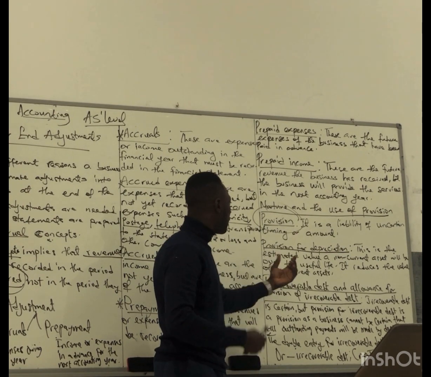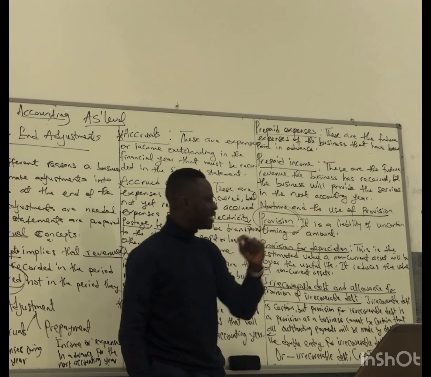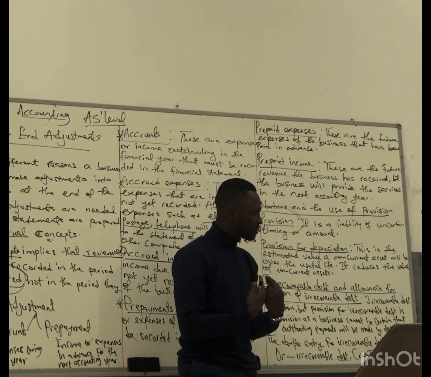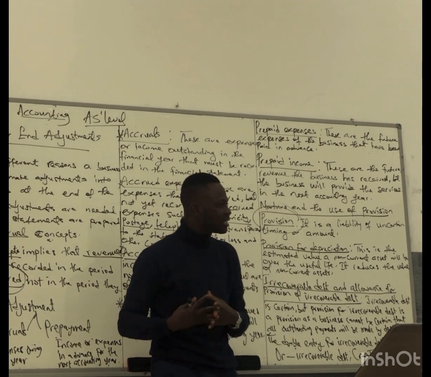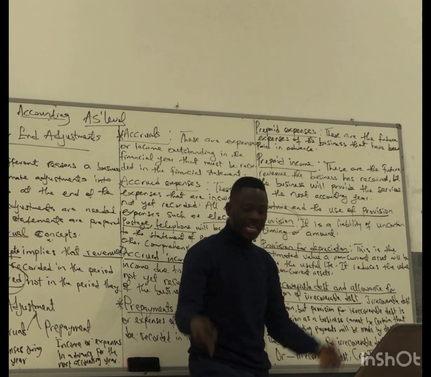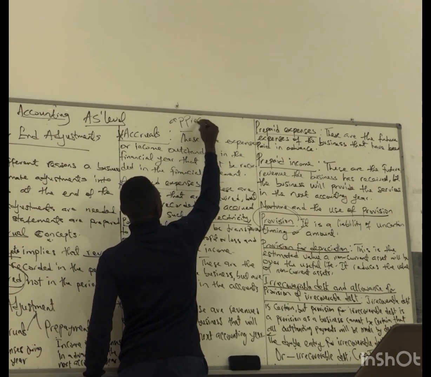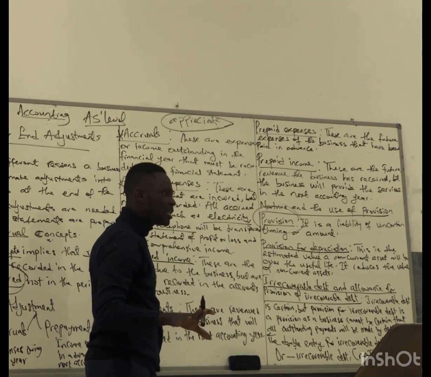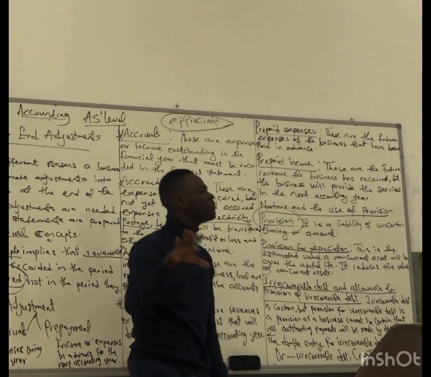So let's go deeper about provision, called provision for depreciation. What is depreciation? Depreciation is the wear and tear of an asset. We did that before, right? When the asset starts losing its value, it's depreciating. The only thing that does not depreciate is the land. Land will what? Appreciate. It doesn't depreciate. But other non-current assets will depreciate. So we make provision for depreciation.